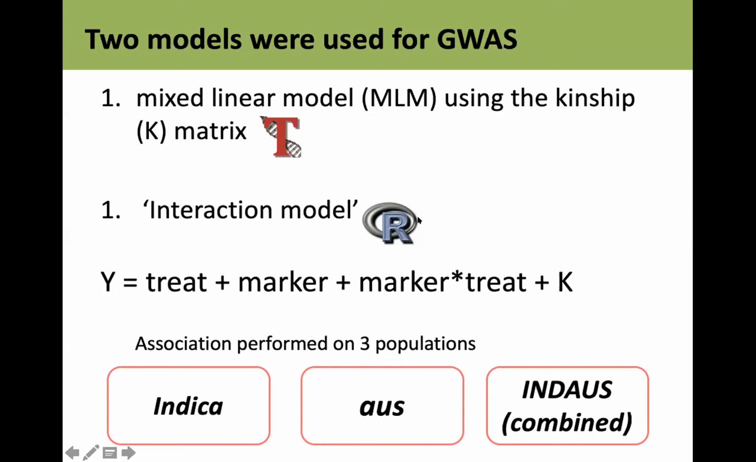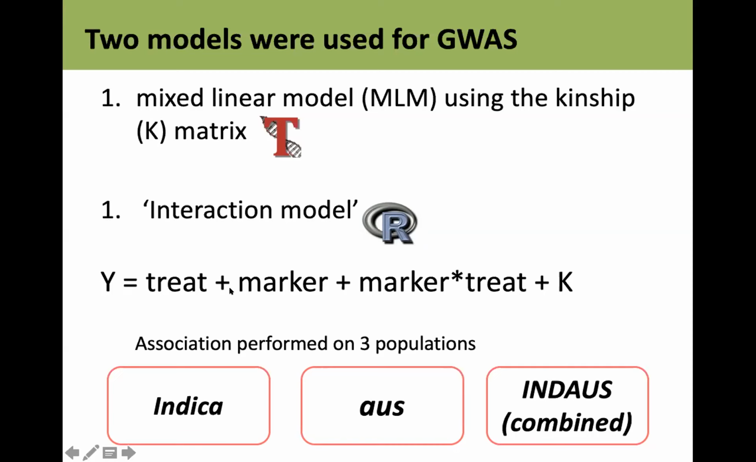And then the proposed model is known as the interaction model. So we have the treatment, which corresponds to either salt or control, and the marker, and then this is the extra covariate, which represents an interaction term between the marker and the treatment. So it's like the SNP effect in response to the treatment, control or salt. And this is done with the ASReml package in R.